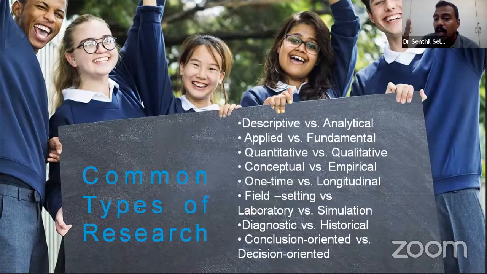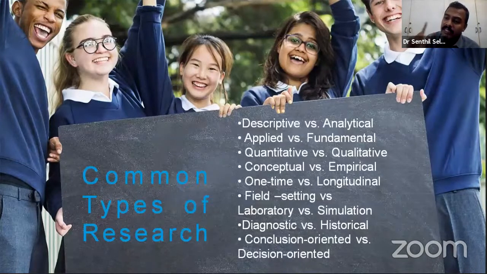One time versus longitudinal. One time research means you are going to take the result of the study at one point of time. For example, I am giving short wave to a person. After 1 week, what is going to be the result of that? Whether he has got any improvement. So it is one time. And if you are going to take the treatment results at different time intervals, after 1 week, after 2 weeks, after 3 weeks, then it is a longitudinal research.